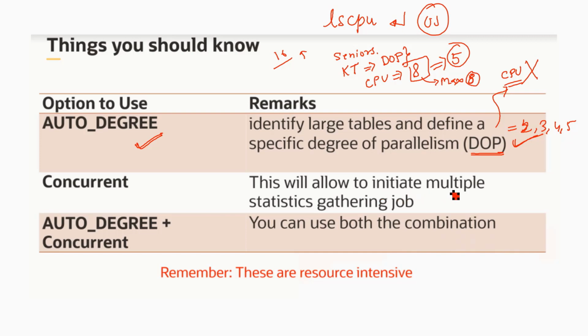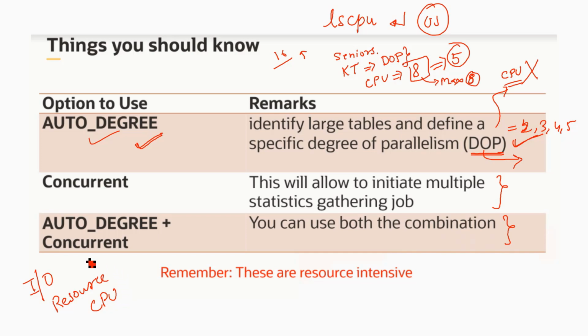Concurrent will allow you to initiate multiple statistics gathering jobs. So with this option, multiple gathering jobs will be initiated. And with the two combinations, you can do it at one go. And yes, if you are using the auto degree parameter, it will acquire a huge amount of IO and a huge amount of resources. It will consume CPUs.